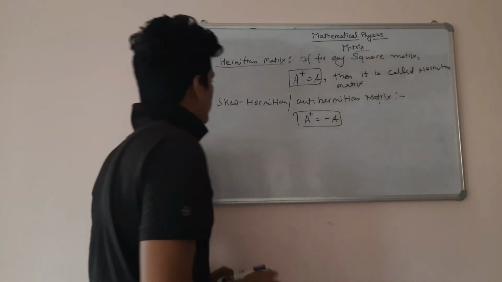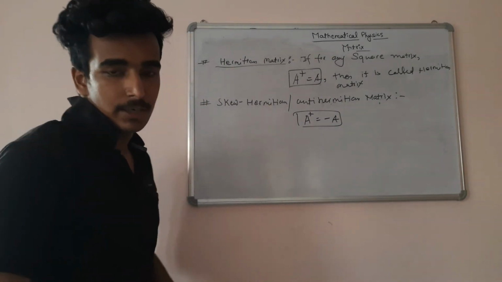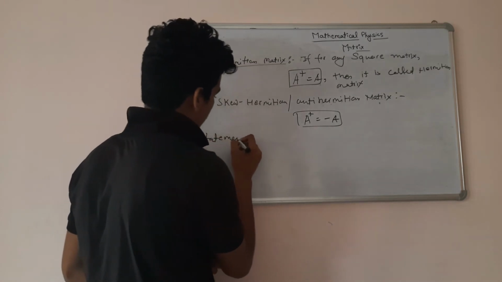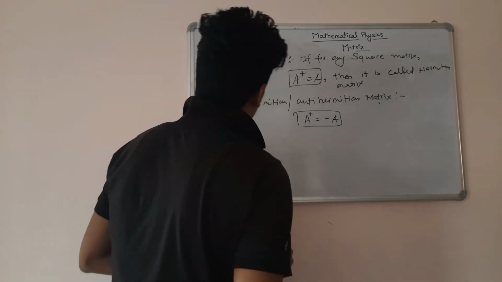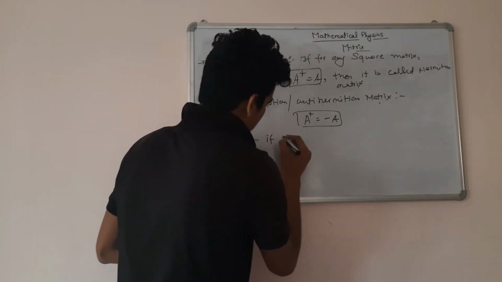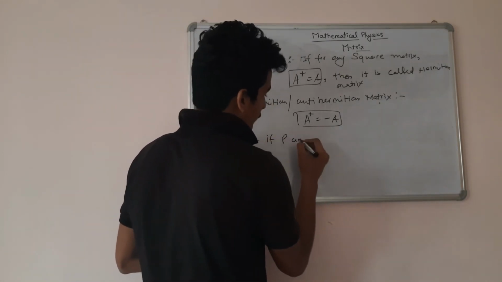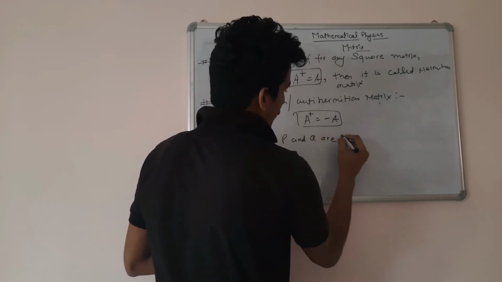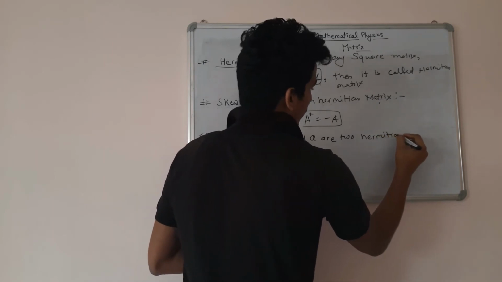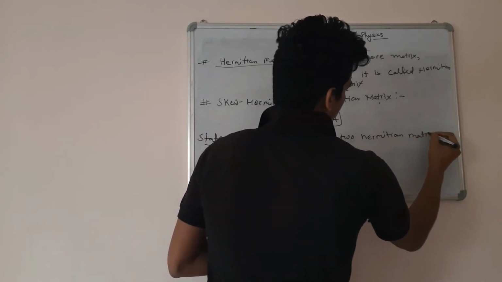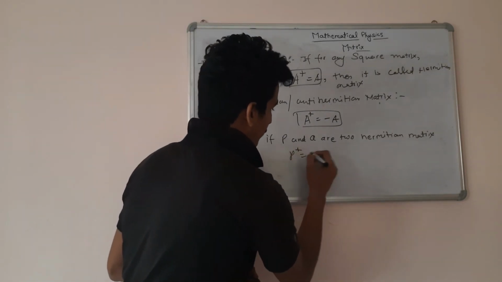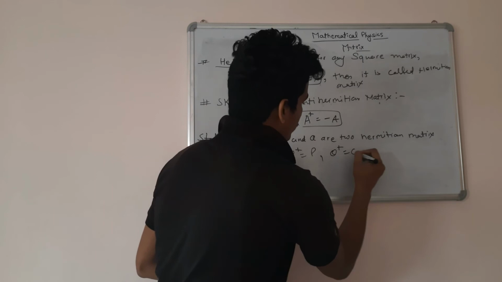It is not like a question, it is a statement. We have to prove a statement. So what is our statement? The statement is: if P and Q are two Hermitian matrices, which means P dagger equal to P, Q dagger equal to Q.